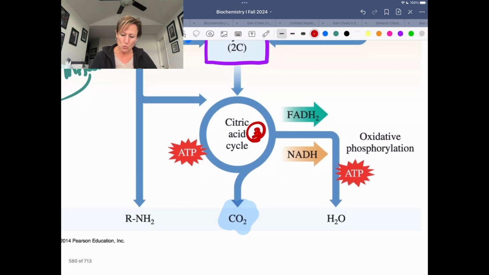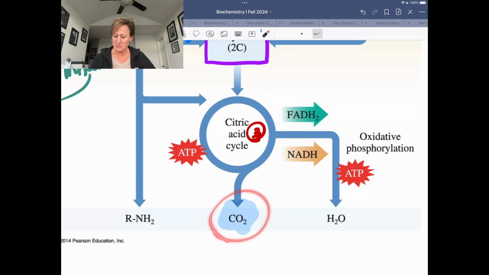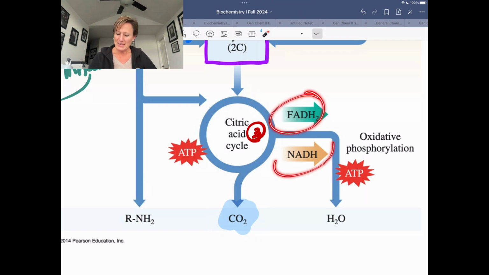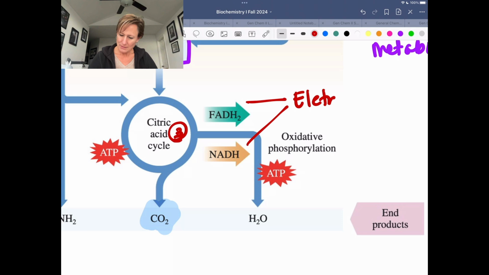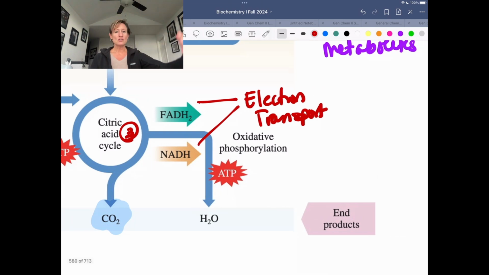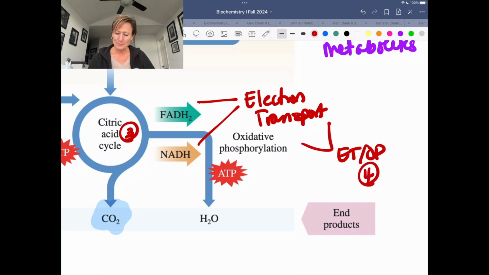Okay, so we've got now the citric acid cycle that has liberated all of our carbon atoms as CO2, and now we've got all of the energy stored as these molecules. Now, one thing that this slide doesn't have that I'm going to add on is that these FADH2 and NADH molecules go to the electron transport chain. And so the electron transport chain with oxidative phosphorylation, right? ETOP. This is that fourth step.